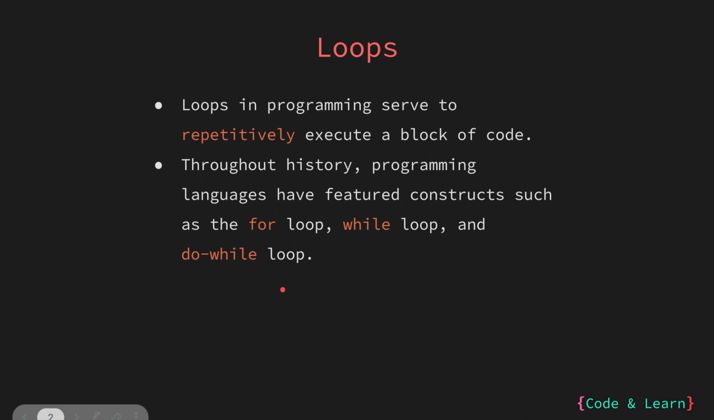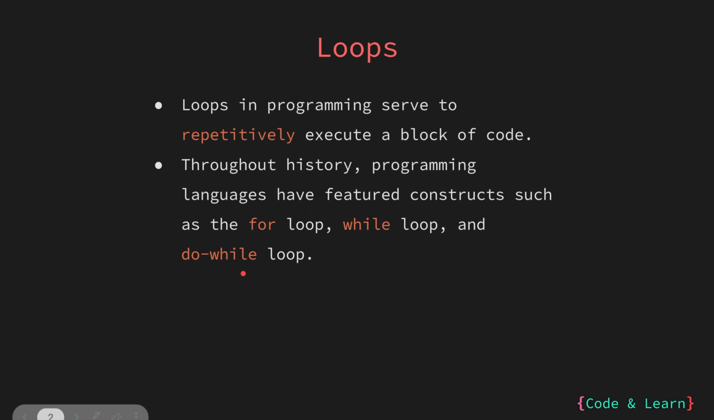If you have worked with different languages, you have probably already seen the for loop, the while loop, and the do while loop. A for loop is used to execute a block of code as long as a specific condition is true. It is particularly useful when the number of iterations are known beforehand. A while loop also executes a block of code as long as a specific condition is true. However, unlike the for loop, it may not have a predetermined number of iterations.